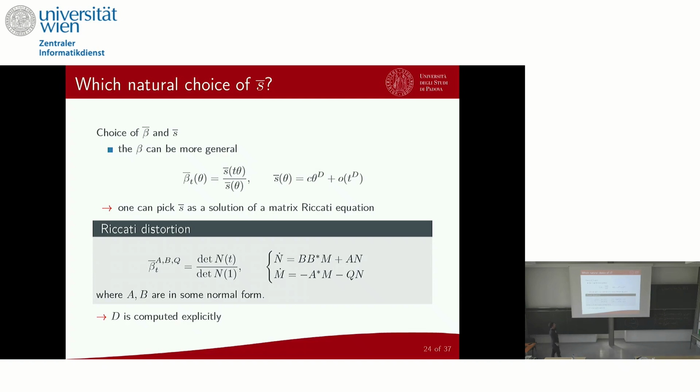Good. So what is a natural choice for S? As I was saying, you can take an S which is produced in this way, but if you want to take some specific class, you can think that S will be a solution of a matrix Riccati equation, which we had before. In this case, also the D, you can compute it.